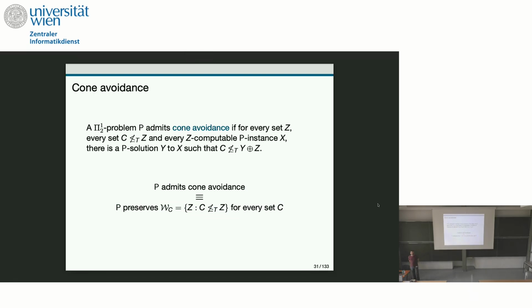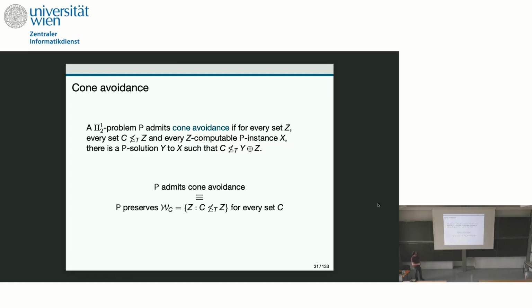Actually, most of the time, what we exploit of the halting set is just the fact that it's not computable. So we actually prove a scheme of preservations. In the sense that a problem admits cone avoidance if for every set Z and every cone, so every set C which is not Z-computable, for every instance, every weak instance of your problem, you can find a solution so that your set C is still not computable with the appropriate relativization.